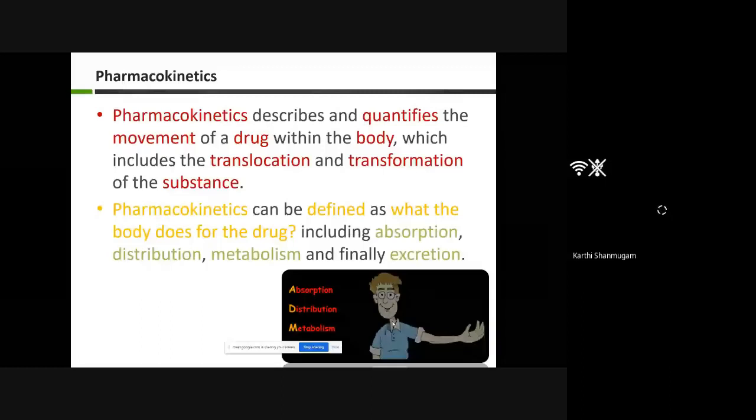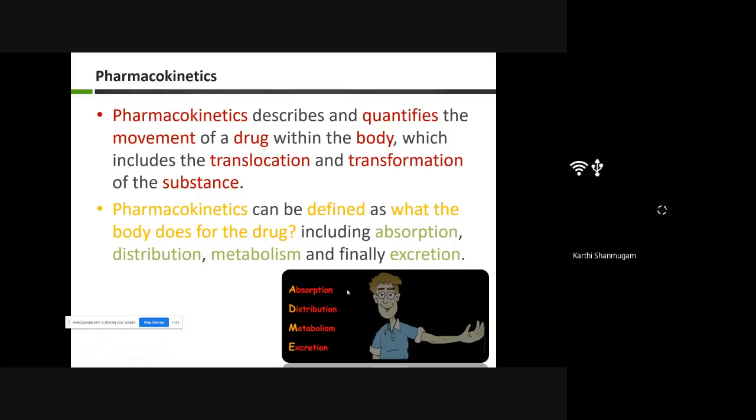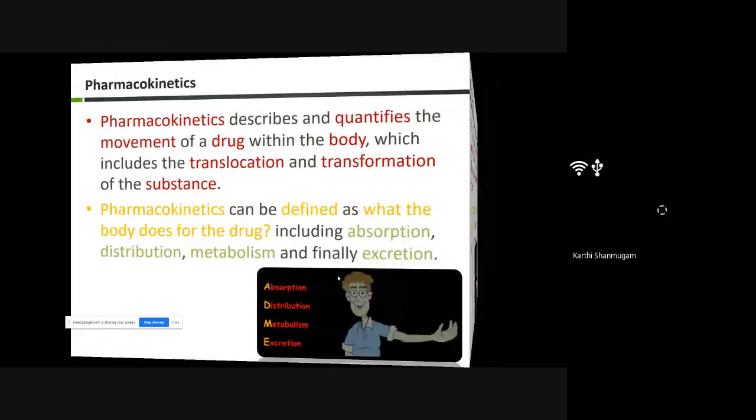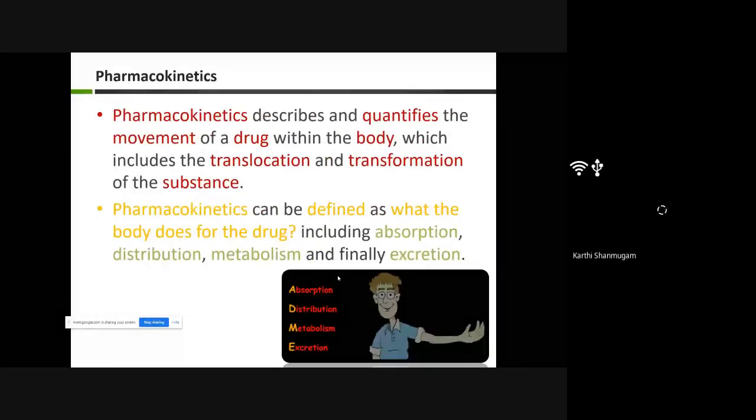There are four important parameters which are commonly studied again and again. I am repeating this point under pharmacokinetics. They are absorption, distribution, metabolism, and excretion. These are the four parameters which are normally studied under pharmacokinetics.